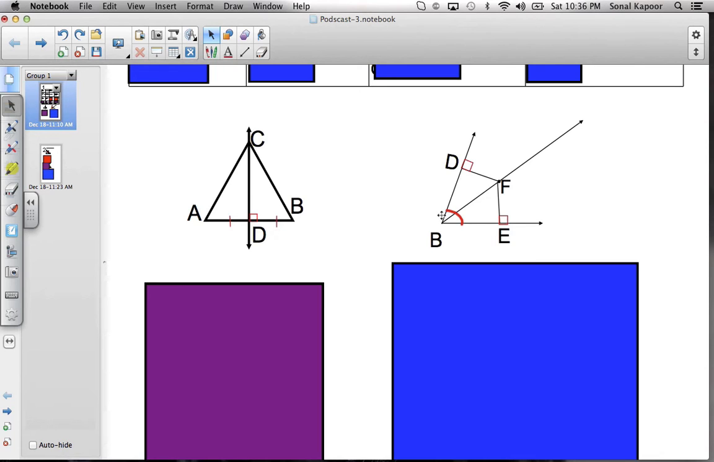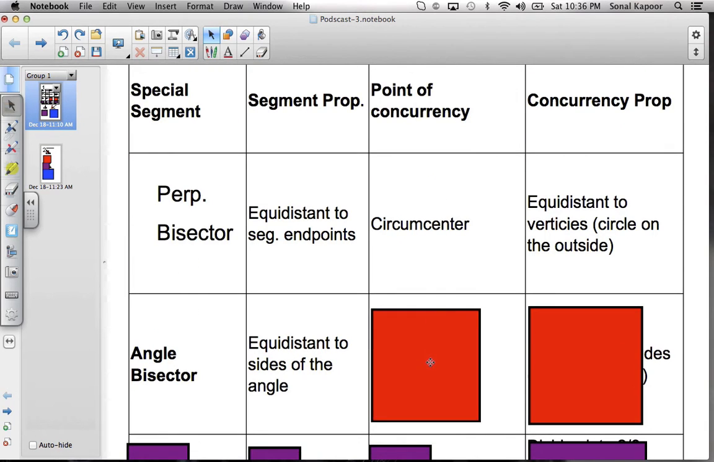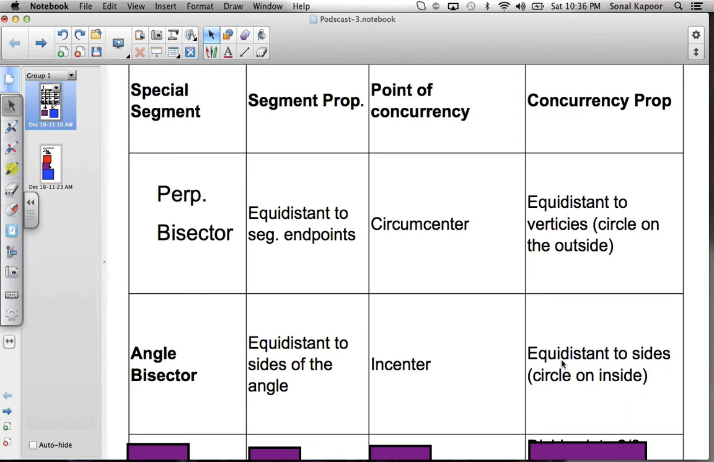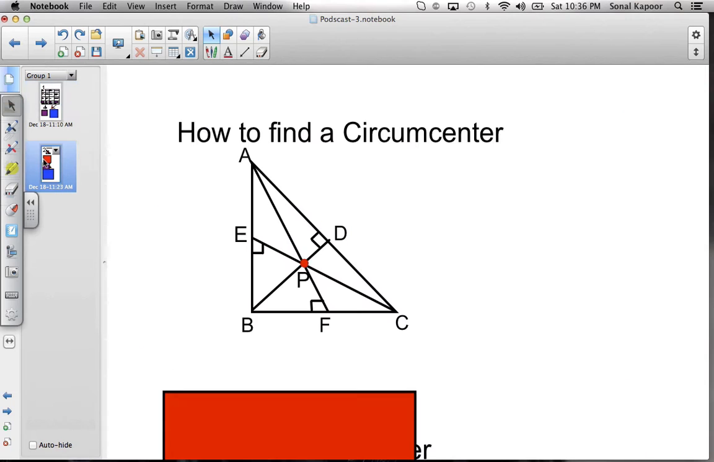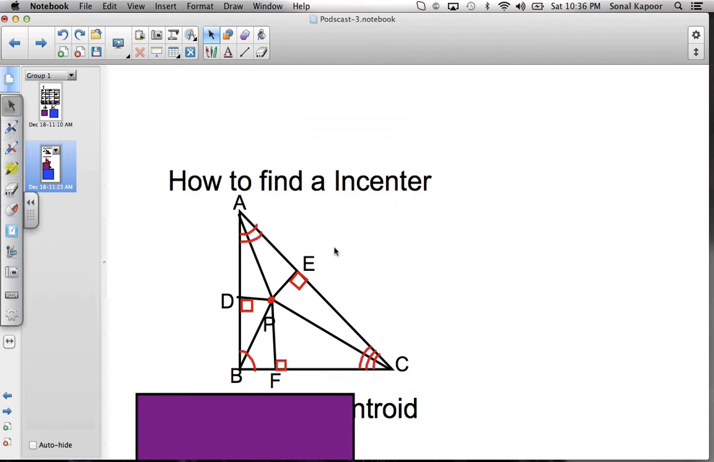So the point of concurrency for an angle bisector is an incenter. The angle bisectors of a triangle intersect at a point called the incenter that is equidistant from each side of the triangle. So let's look at an example. P is the incenter of triangle ABC, and if that is true, then according to the incenter theorem, PD should equal PE, which should equal PF.